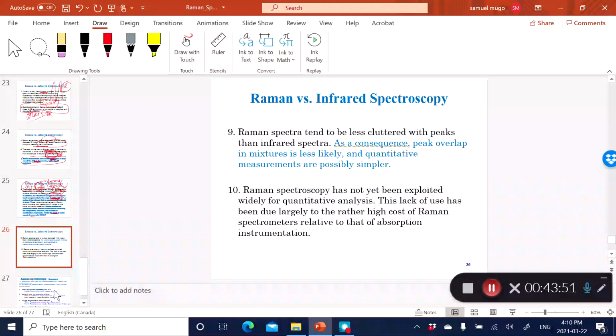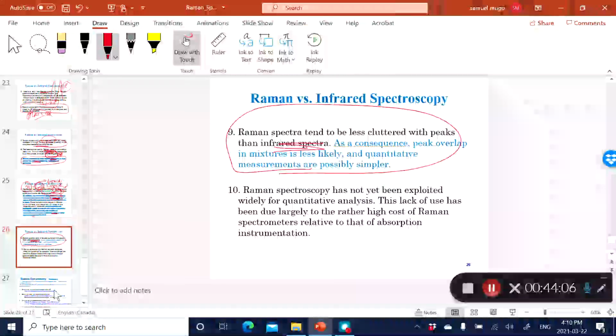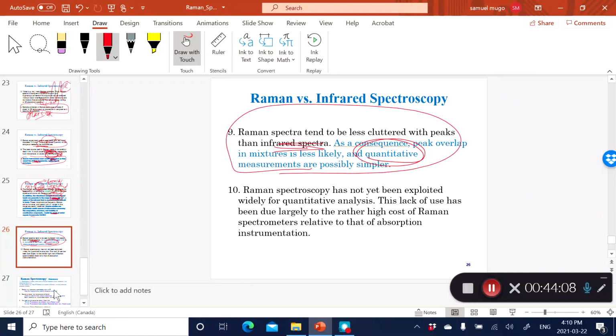Now, Raman spectra also tends to be less cluttered compared to infrared, meaning it's less busy, meaning it's easy to interpret that kind of spectra. And as such, you can use it for quantitative analysis in a lot simpler way, compared to the IR spectroscopy, which tends to be very, very busy. Unfortunately, Raman has not been exploited as much for quantitative analysis, partly because it's fairly expensive.